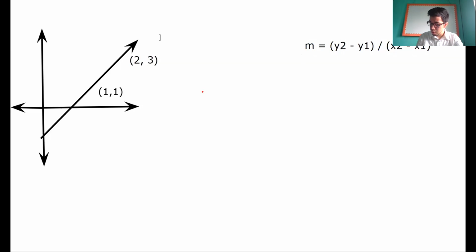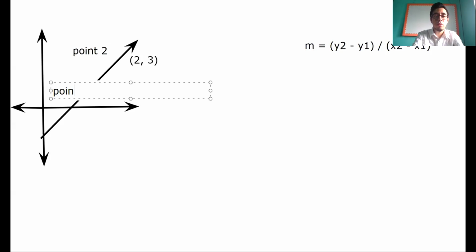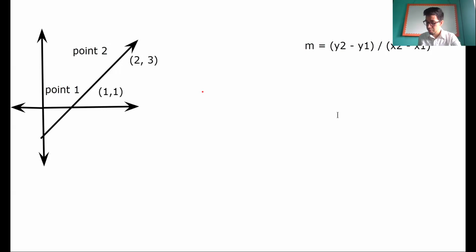Using these 2 points, we can find the difference. So this is going to be the point number 2, and this is going to be the point number 1. How do I know what is the point 1 and what is the point 2? Because the point 1 is the first that I have. My graph starts in here, so it's going in this direction. So the first point is this one, and the second one is this.